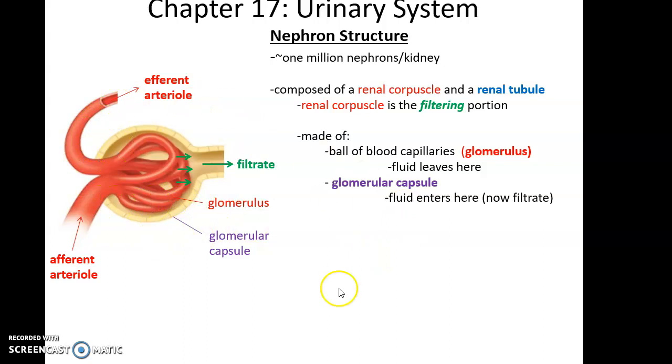So within the renal corpuscle, we have the glomerulus, which is a capillary bed. That fluid is leaving this capillary bed and is now called the filtrate as it enters the nephron officially. And then, of course, we have the glomerular capsule, the structure surrounding the glomerulus that has a capsular space that will fill with that filtrate and then allow it to move on to the rest of the nephron.